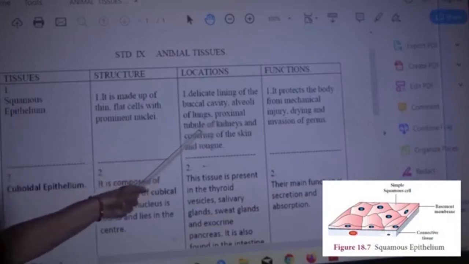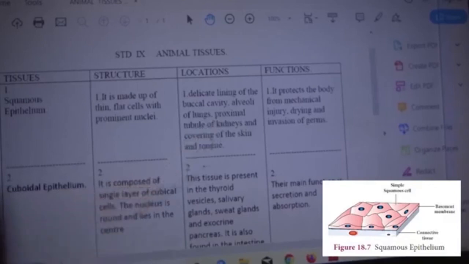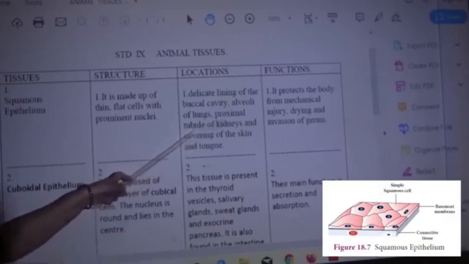Then the proximal tubule of the kidneys. Nephrons are the structural and functional unit of the kidney. And that nephron is formed of a cup-shaped Bowman's capsule, which is continued as long tubules. The region immediately next to the Bowman's capsule is the proximal tubule.